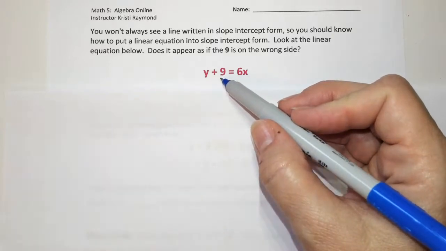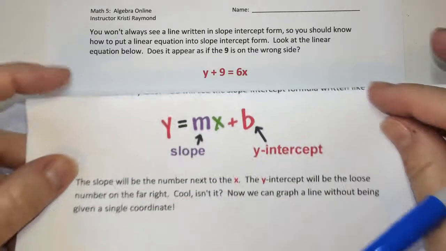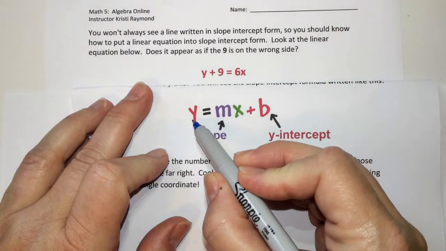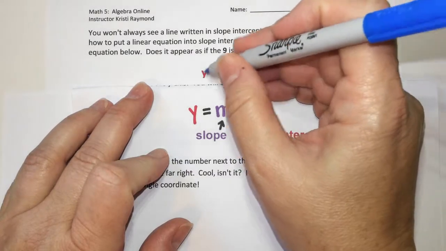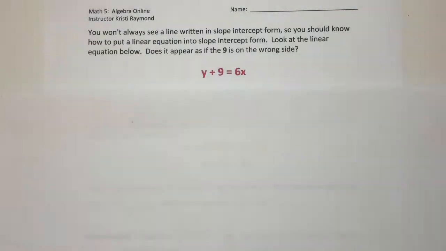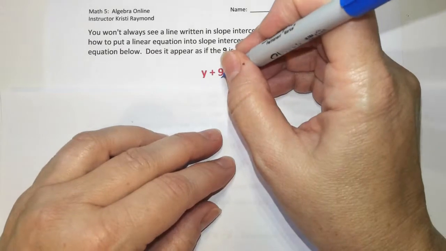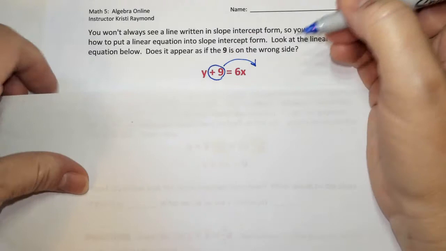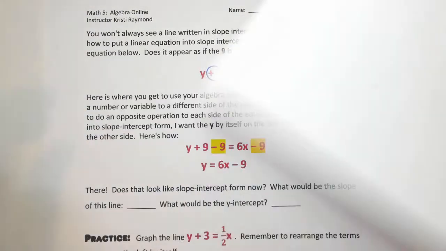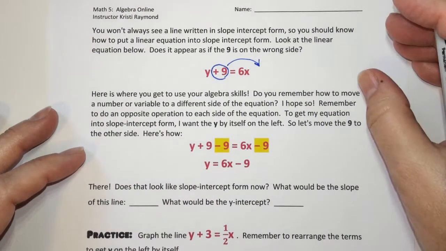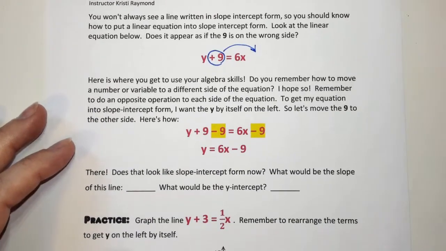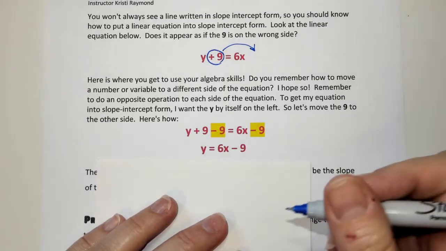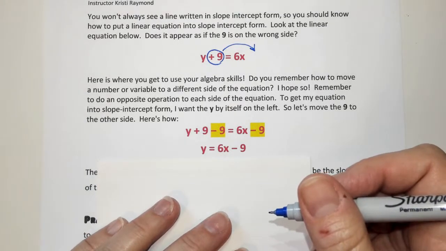If you want it in slope-intercept form like this, the y needs to be by itself on one side. So how can we get y by itself on one side? What's in our way? This piece here needs to move over, doesn't it? Do you remember how to move a number or a variable to a different side of the equation? Here we're going back to algebra. I hope you do remember. You're going to do an opposite operation to each side of the equation.